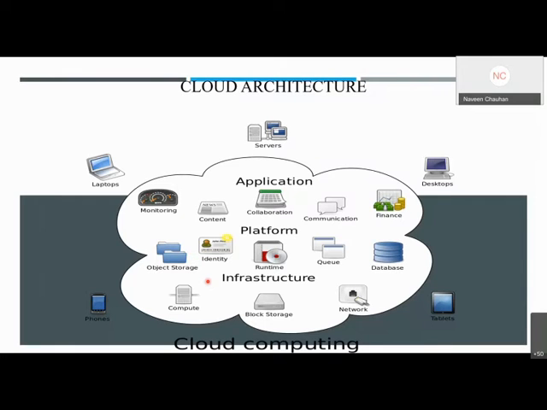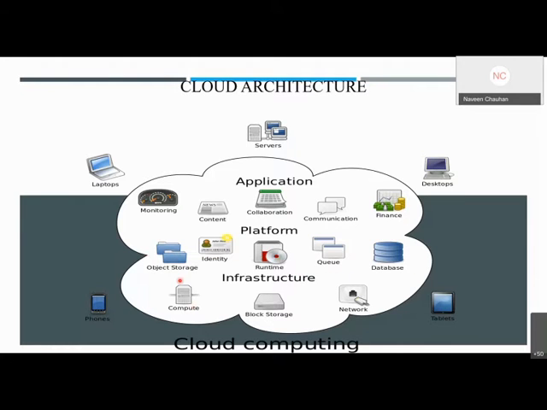I don't want to go into that, but I would wish to discuss the cloud architecture. When we are talking about cloud computing, at the lowest level we have infrastructure, in terms of computing facilities, storage, or network facilities. When we are talking about the platforms, we have object storage, identity verification, runtime, queues and databases associated as a platform.